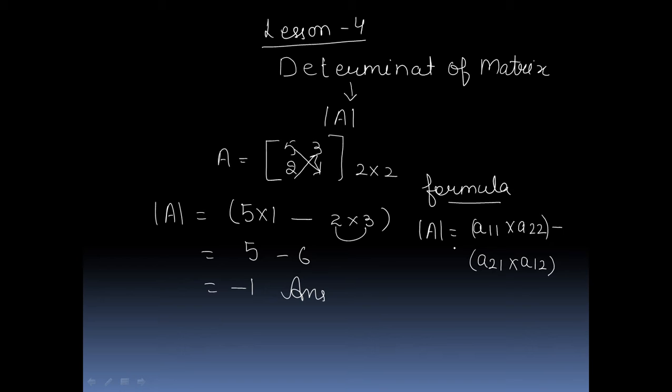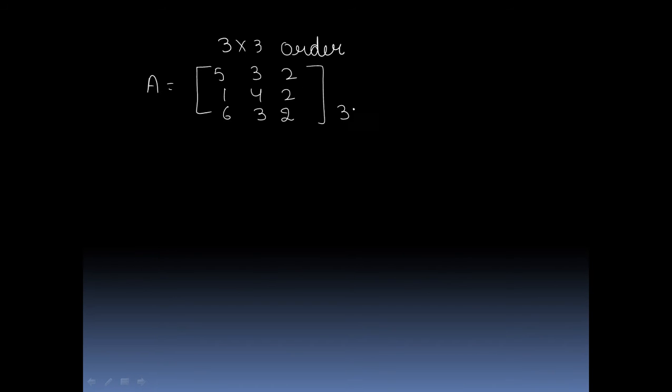When we take a 3 by 3 order matrix, then how will we get the determinant of the matrix? For example, A is equal to 5, 3, 2, 1, 4, 2, 6, 3, 2. This is the 3 by 3 matrix. In this case, we can calculate the determinant like this.